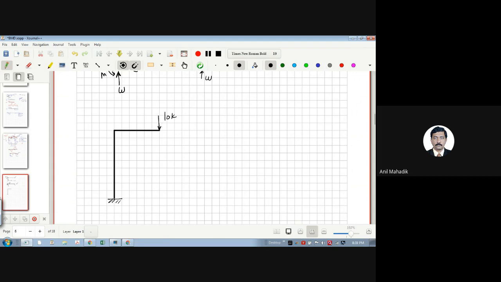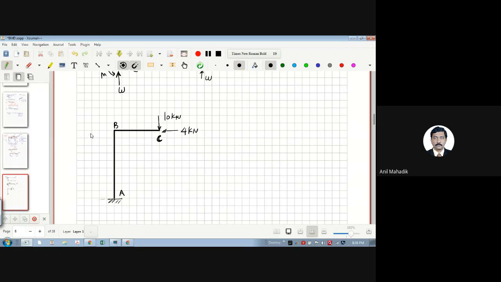Let's say this is your 10 kilonewton vertical force, and then there is a 4 kilonewton horizontal force. Is this a determinate structure or indeterminate? Tell me first. Can you solve this by equilibrium equations? How many reactions are there? 3 reactions. As it is a fixed support, all of you know that we have the moment and the horizontal and vertical forces, V and H. So there will be some horizontal force, vertical force, and moment here. 3 equations, 3 reactions, so it is a determinate structure.